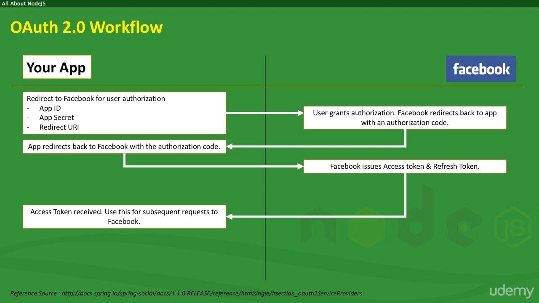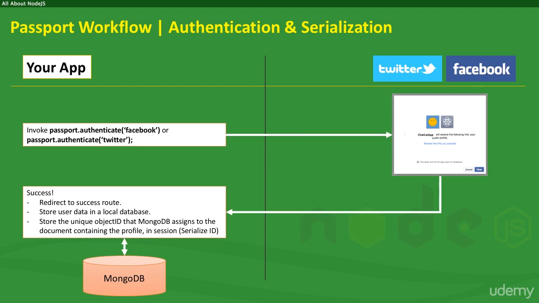Now, both the OAuth 1.0 and 2.0 workflows look pretty complicated, and to an extent they are. Fortunately, Passport abstracts all of these intricacies. The Passport workflow looks like this. You begin by invoking the passport.authenticate method, where you pass in the name of the authentication provider. This invokes a strategy method which contains all the implementation processes.